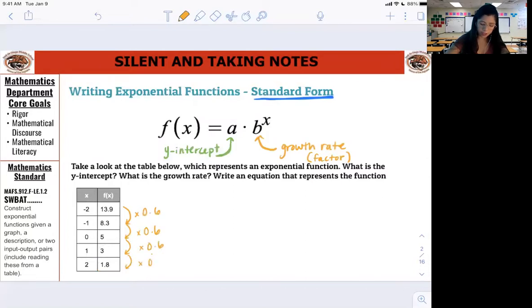And you can double check. If you want to double check now, what you can do is you go from the top and you take 13.9 times 0.6 and see if you get 8.3. 8.3 times 0.6, see if you get 5. 5 times 0.6 should give you 3, and so on. So I know my growth rate.